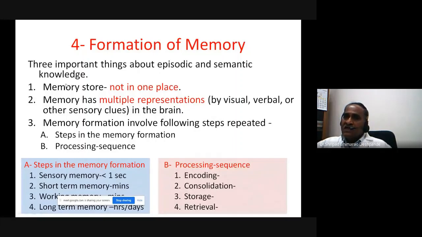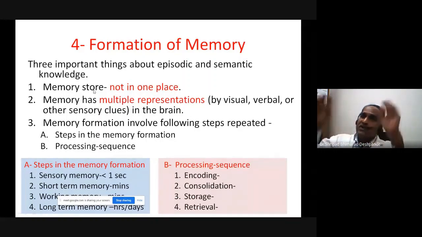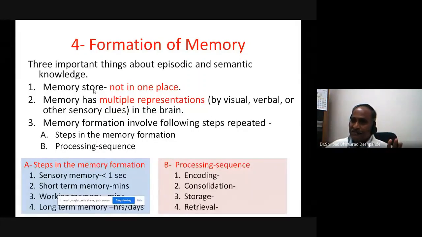So there are three important things to consider in the memory. One, as you have seen, there is no single place in which the memory is stored. The memory is stored in multiple sites. Point number one. Now, the memory has multiple associations.